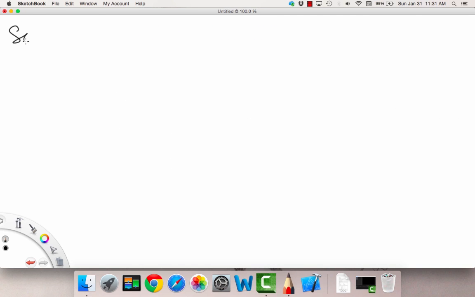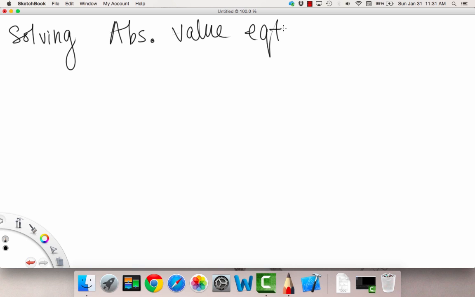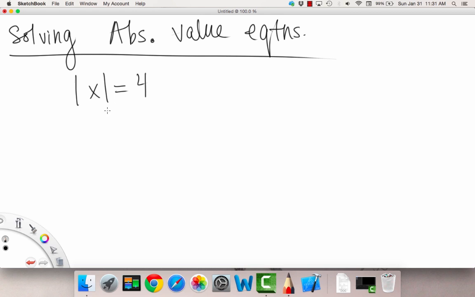Okay, so now a little bit of a new topic. We're going to solve these absolute value equations. So absolute value equations. Okay, so let's start with the basics. Let's say I give you an equation like this, and I say solve for x. And it's like, what? How do you get rid of the absolute value sign? So this is the way you do it.